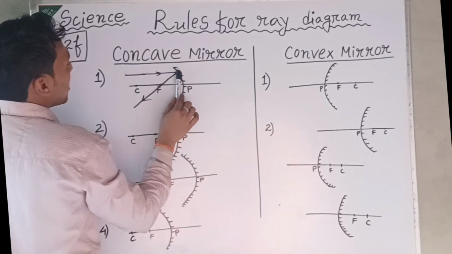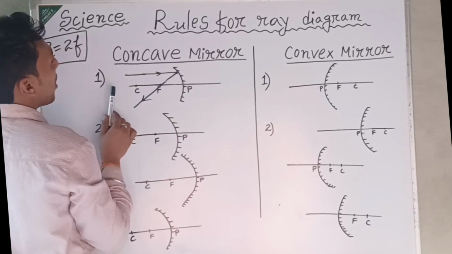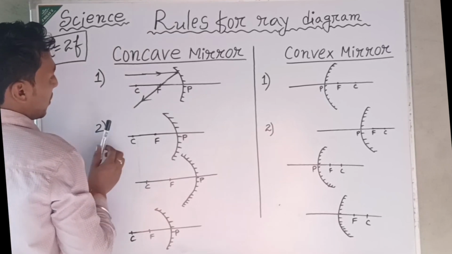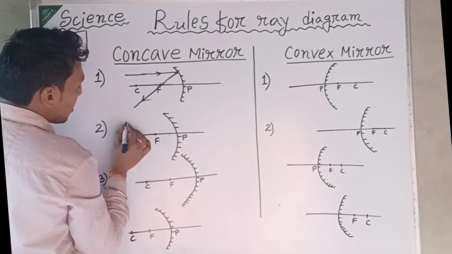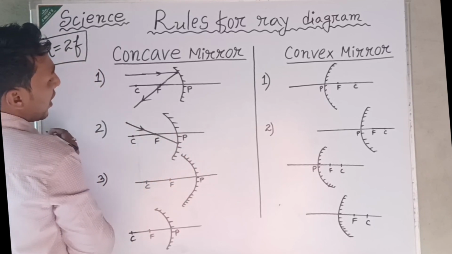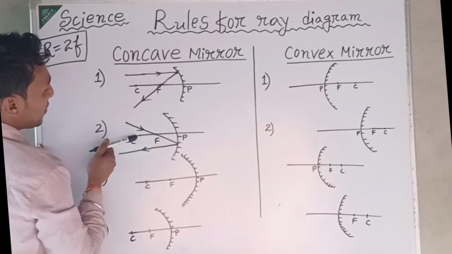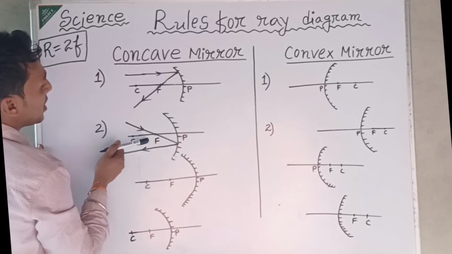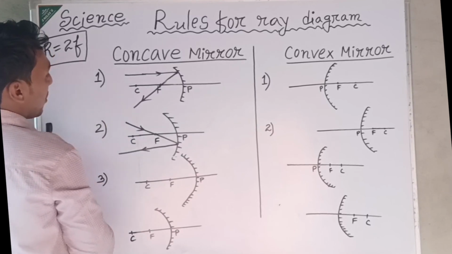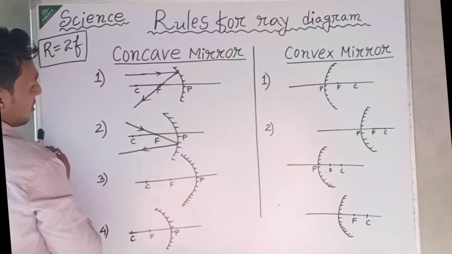When a ray comes parallel to the principal axis, after reflection it will return through the focus. This is rule number 1 of the concave mirror. And in rule number 2, when a ray is passed through the focus, it will reflect parallel to the principal axis. This line is the principal axis and this ray and this line are parallel to each other. This is rule number 2 of the concave mirror.